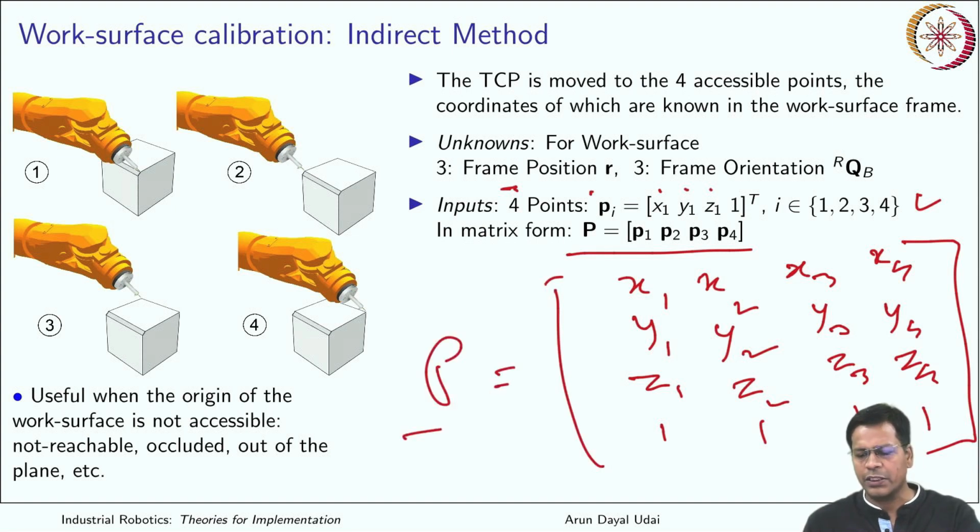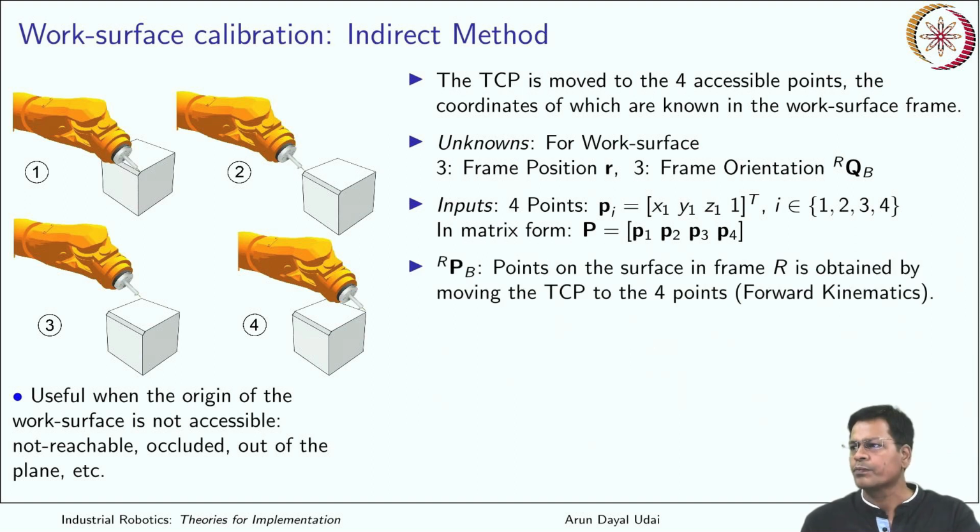So what is this matrix? It is nothing but the collection of all the points. So you can handle all the points simultaneously through any transformation matrix. So this is what I am creating over here. Okay. So now what is this? This is the position vector, positions of points. All the points on the surface in frame R are obtained by moving the TCP to all the 4 locations.